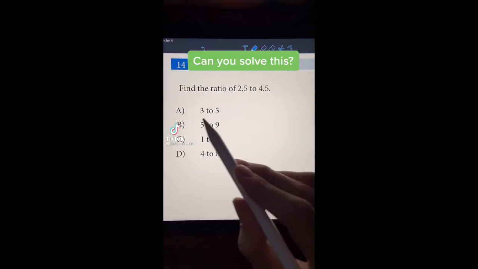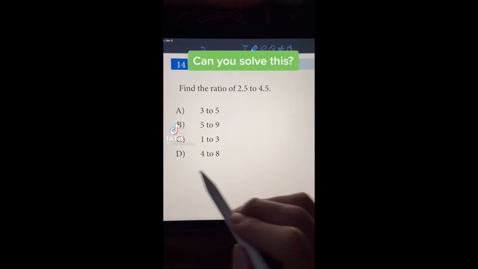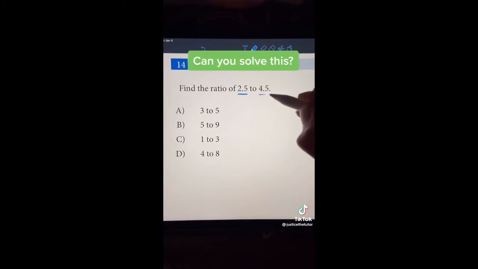Find the ratio of 2.5 to 4.5. So as you can see, all of our answer choices are written in whole numbers, which means that we're going to have to take both of these numbers and change them into whole numbers without changing the ratio itself.